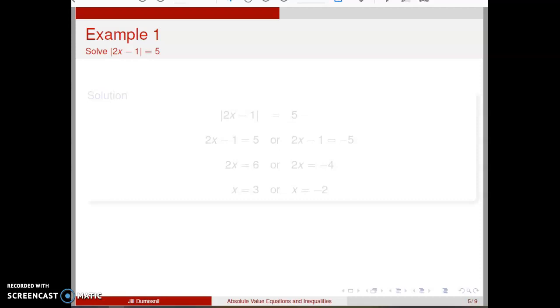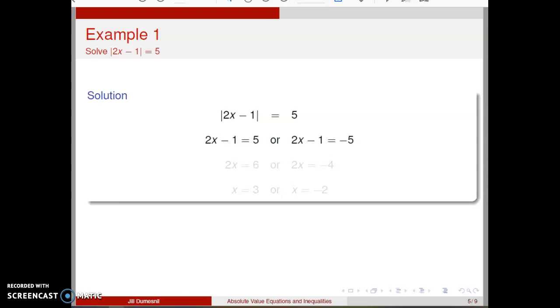First, let's solve absolute value of 2x minus 1 equal 5. We start with the given equation. We need to remove the absolute value before proceeding to solve. To have an absolute value equaling 5, either 2x minus 1 is 5 or 2x minus 1 is negative 5. Now we add 1 on both sides of both equations, and then divide by 2 on both sides of both equations to get that x equals 3 or x equals negative 2.